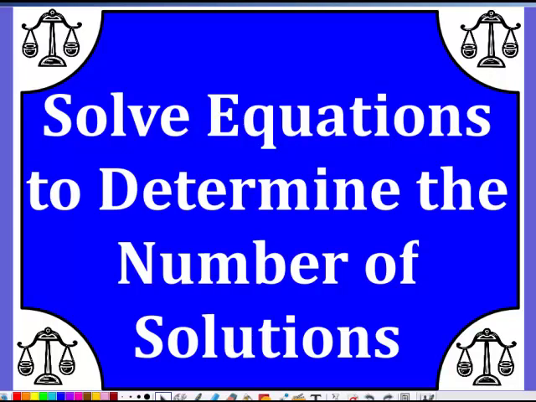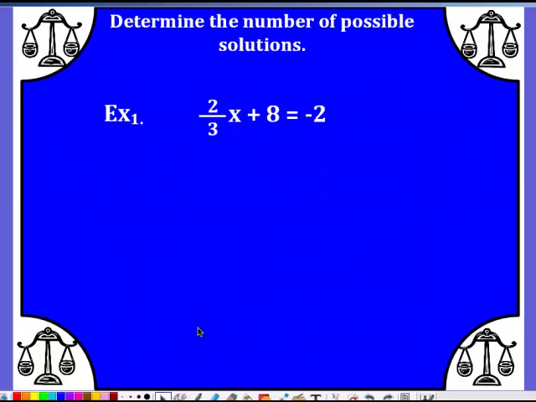Okay guys, I'm going to show you how to solve equations so you can determine the number of solutions. The number of solutions would either be exactly one solution, no solution, or an infinite amount of solutions. So when solving, our goal is to find the value of x so that the left side equals the right side. In this case, we want to find what we can put in for x, multiply it by 2/3, add 8 to that, so we'll get a -2.